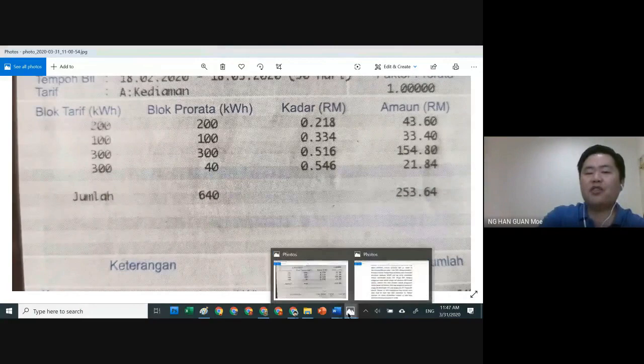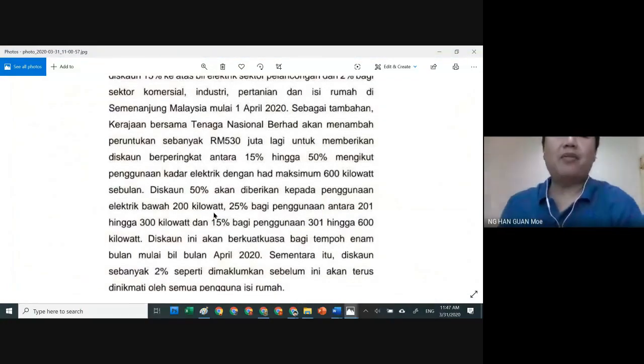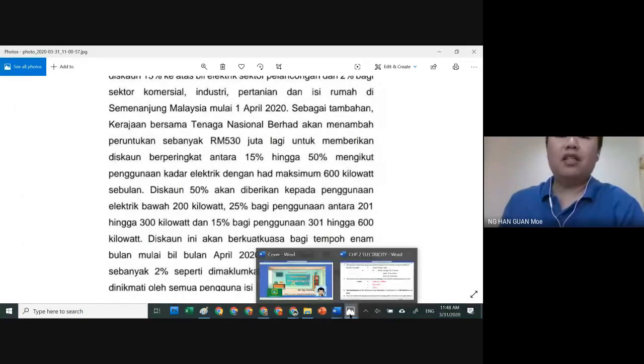So for me, sorry to say so lah, please do not complain to our prime minister. For me, this statement, I think they have to make a little bit of change. It shouldn't say only maximum 600 kilowatt, and for the below 200 kilowatt, it should change to below 200 kilowatt hour, right? Kilowatt hour, and then 201 until 300 kilowatt hour also.